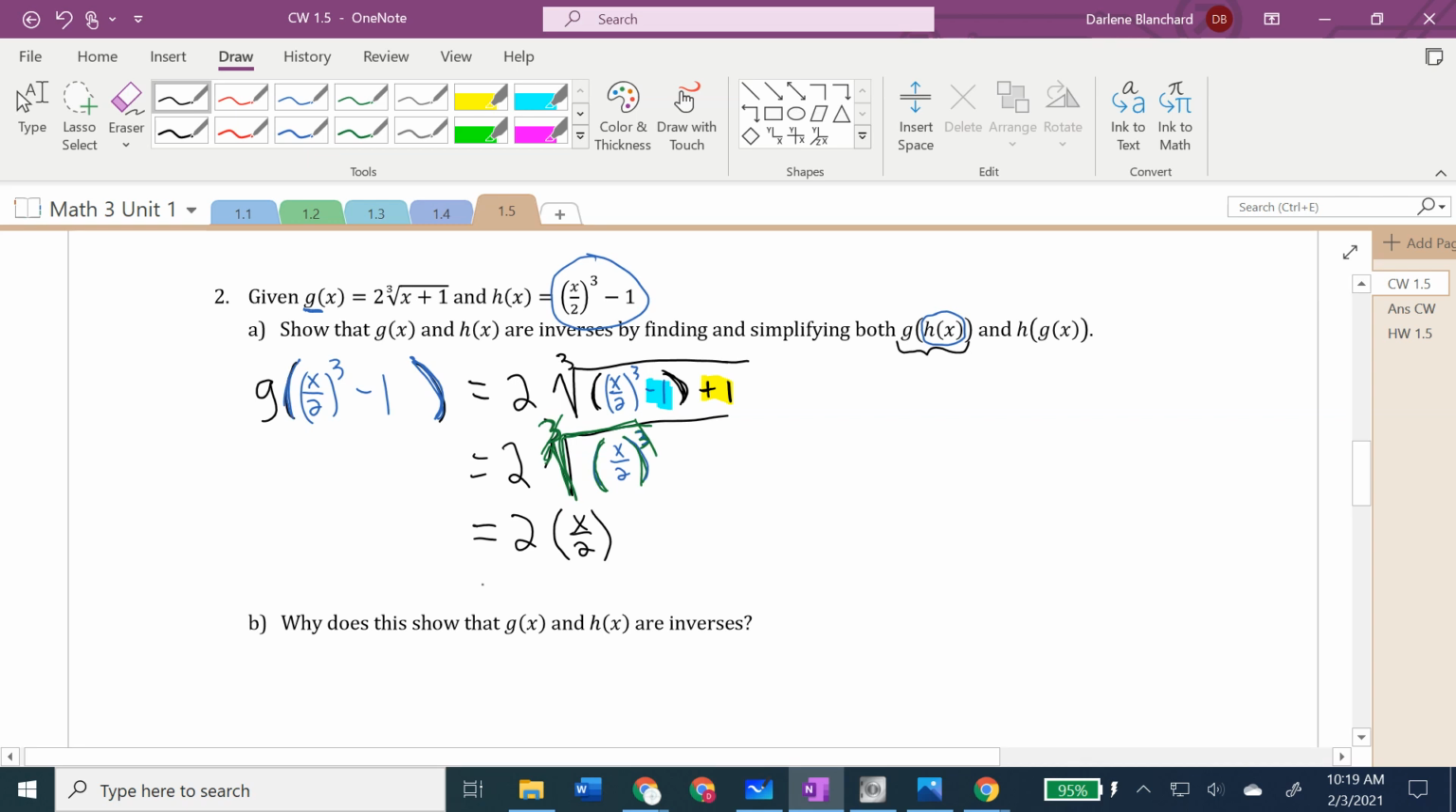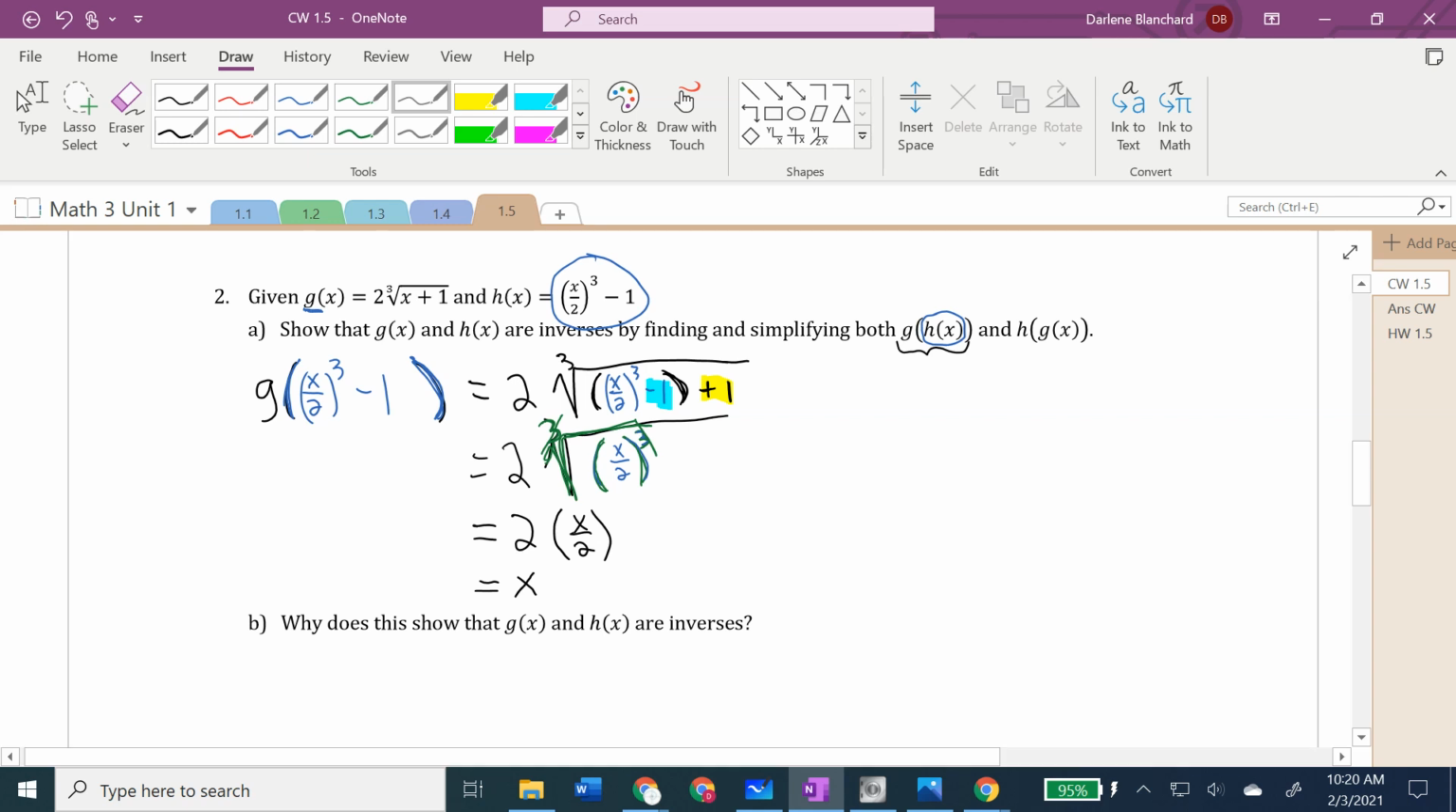And what does that simplify to? When two functions are inverses of each other, they go back to the original input. So basically, what this is saying is, okay, you guys, someone type in a number. Any number. Type in a number. 4. Okay.